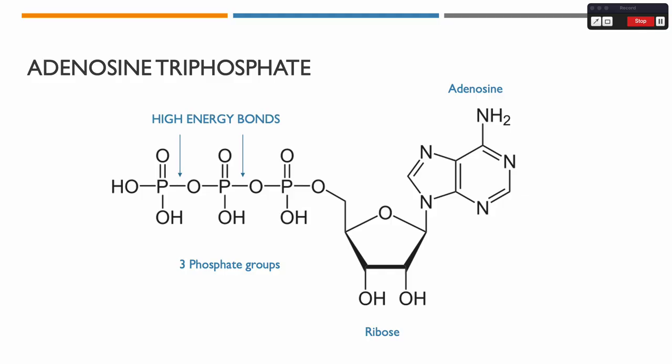So here's the chemical structure of that. You can see the adenosine group, there's a ribose group, and then there are 3 phosphates. The bonds that are holding those phosphates together are very high energy bonds. Breaking those apart releases energy for us to use for our daily processes in the body. So ATP will eventually lose a phosphate group.